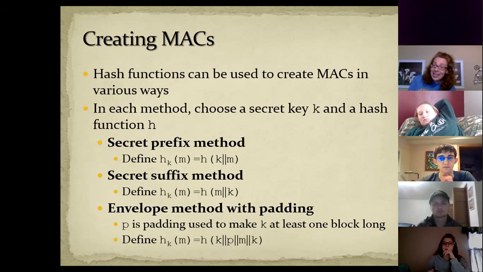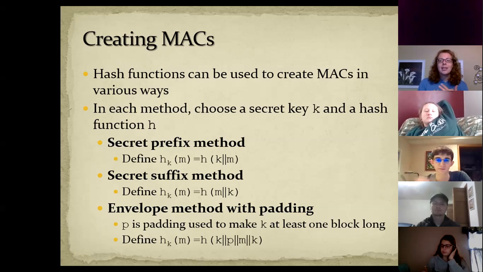Okay, so then the other way to create message authentication codes is to start with a totally different function. Not start with a hash function at all and tweak it a little bit, but start with a totally different function. That's your other process for creating message authentication codes.